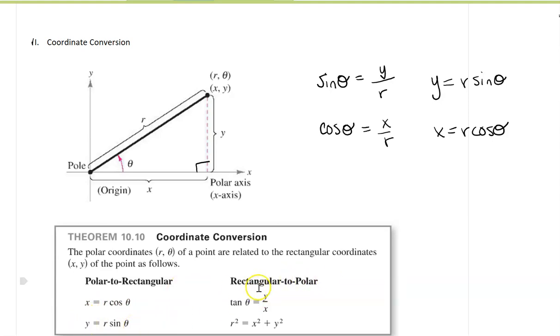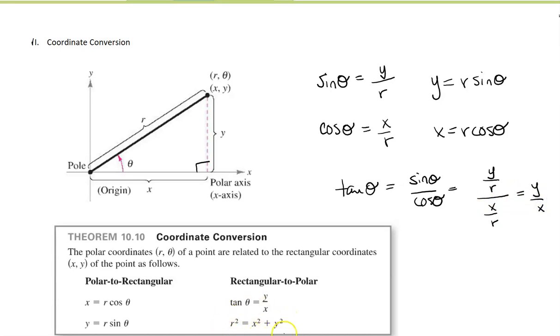If you want to go in the opposite direction, you can use some relationships here. This is the tangent of θ is equal to y over x. And you can verify that using these two conversions here, because we know that tangent of θ is sine of θ over cosine of θ. So that is y over r divided by x over r, or just y over x. So you can see where that comes from.